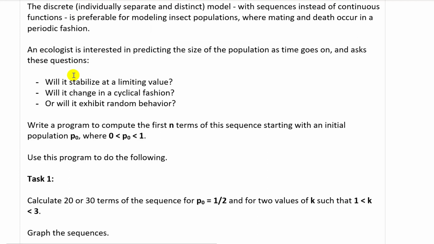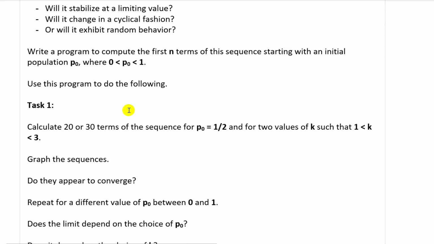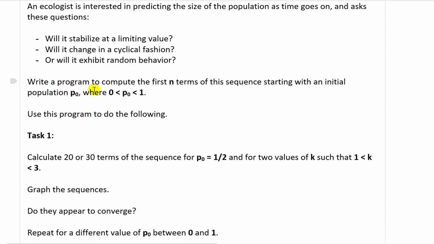All right, going further, an ecologist is interested in predicting the size of the population as time goes on and asks these questions. Will it stabilize at a limiting value? Will it change in a cyclical fashion? Or will it exhibit random behavior? So then we're asked here, and I did this all in the background. I made an Excel sheet instead.